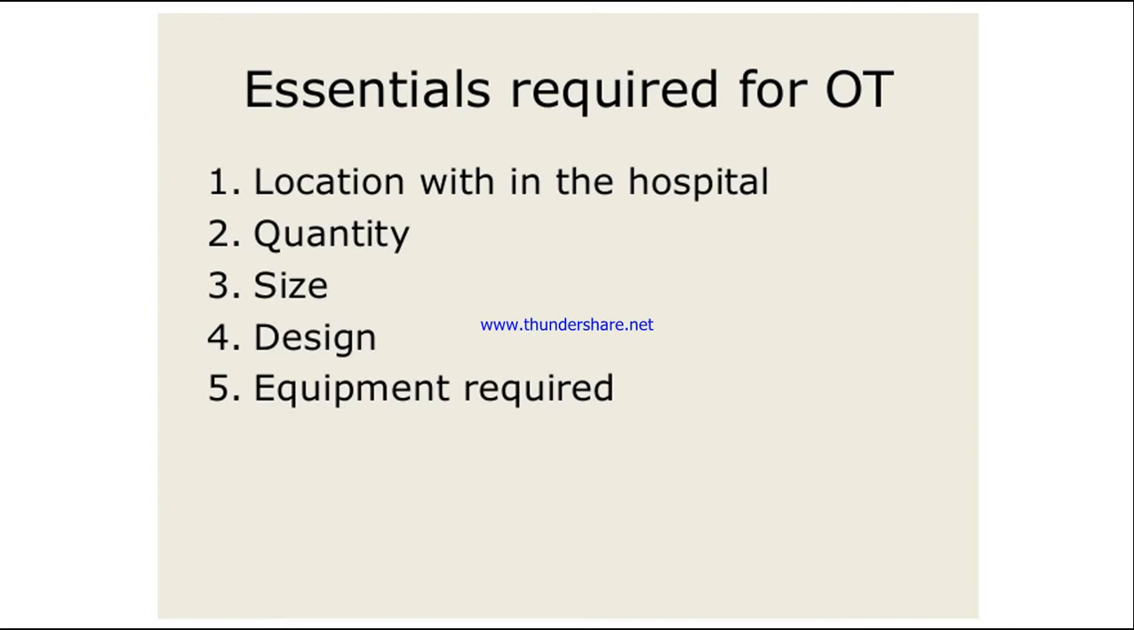Next, quantity. How many OTs should there be? It can be a neuro OT, it can be a minor OT, so there are many OTs. Next, size of the OT. You have to see the size of the room within the OT, the scrub room, the dressing room, the changing room. All these should have size information. Next, what is the design of the OT? This is also very important. And what are the equipments required? So these are some of the essentials required for OT.